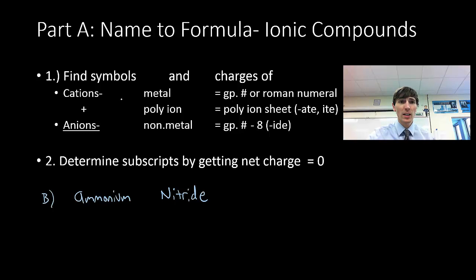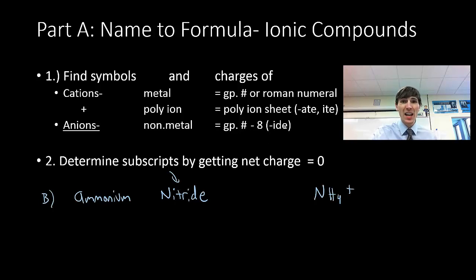So the very beginning, my cation is going to either be a metal or a polyatomic ion. We're going to have either a metal or a polyatomic ion. I look at ammonium. It's not on my periodic table. It's one of those polyatomic ions. It's the only cation you're going to have. So my symbol is NH4, and that's a +1 charge. So I have symbols and charges of my cation. Done. Let's look at the anion, the second piece.